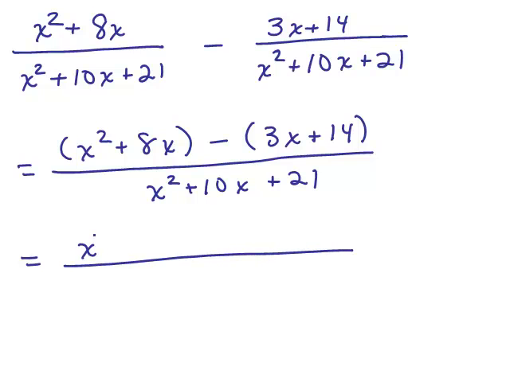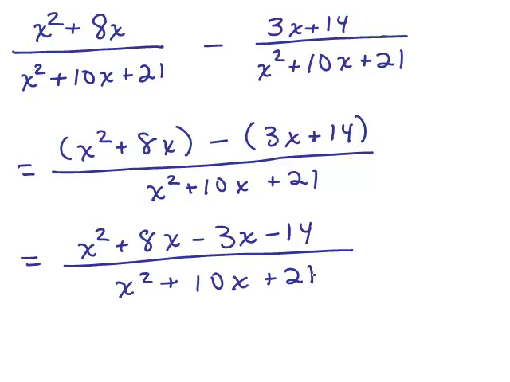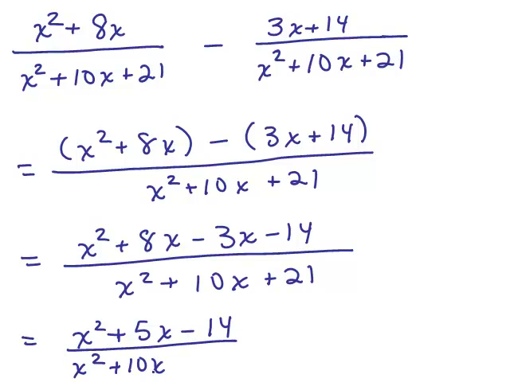So we have x squared plus 8x, and now we do the derivative property. Minus 3x minus 14, which is x squared plus 10x plus 21 still in the denominator. So the numerator, I get x squared plus 5x minus 14 over x squared plus 10x plus 21.